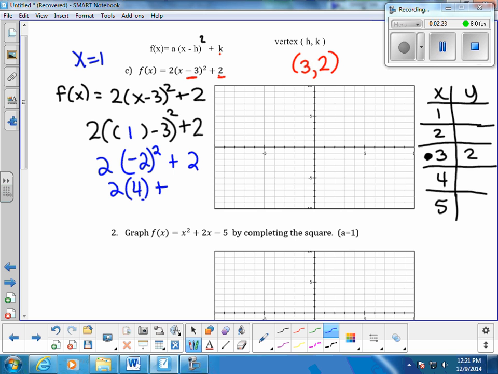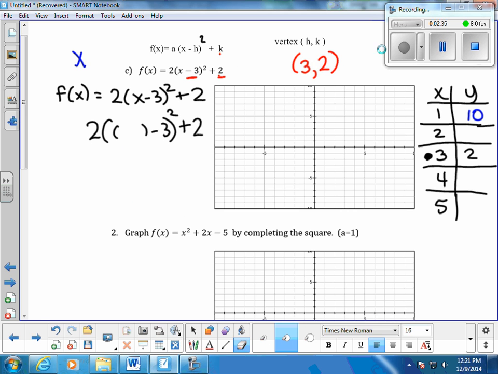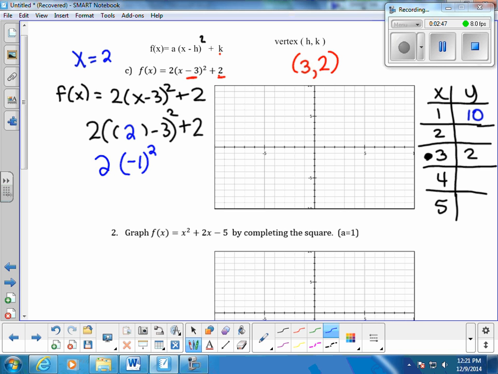I'm just going to carry everything down. 2 times 4 is 8. 8 plus 2 is 10. Going to do the same thing. This time we're going to let x equal 2. So then I have 2 minus 3 is going to be -1 squared. -1 squared is +1. 2 times 1 is 2 plus 2, which is going to give us 4.